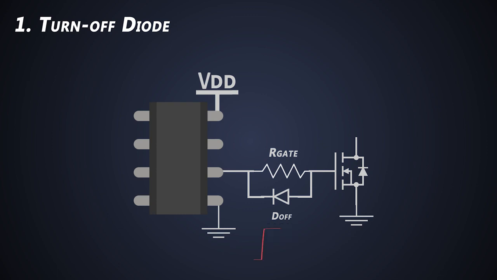As the gate to source voltage approaches 0 volts, the diode helps less and less. Because of that, this circuit provides a significant reduction in the turn-off delay time. The disadvantage of the circuit is that the gate turn-off current flows through the driver's output impedance.